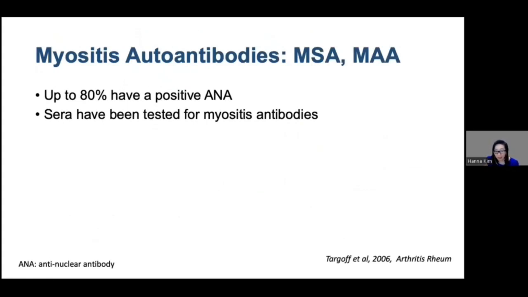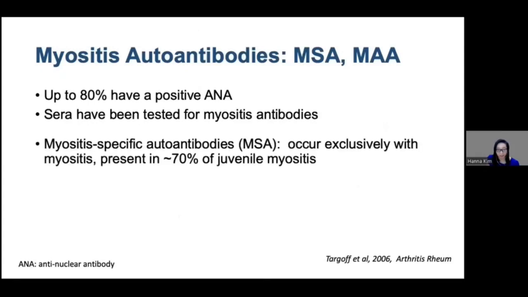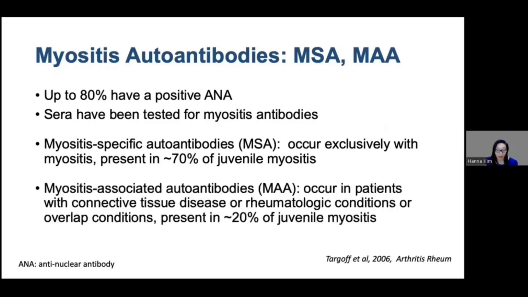Myositis autoantibodies are present in the majority of juvenile myositis patients. Up to 80% have a positive antinuclear antibody, or ANA. Myositis-specific autoantibodies, or MSAs, are present only in patients with juvenile myositis and are present in 70% of juvenile myositis patients. Myositis-associated autoantibodies, or MAA, are present in about 20% of juvenile myositis patients, but they are not specific or exclusive to juvenile myositis and may also be present in other autoimmune or connective tissue diseases like arthritis or scleroderma.